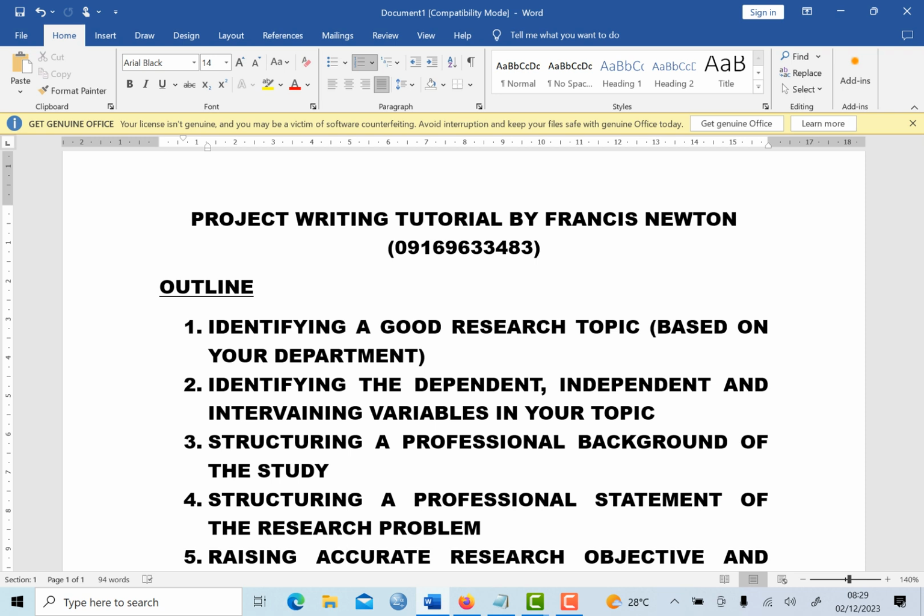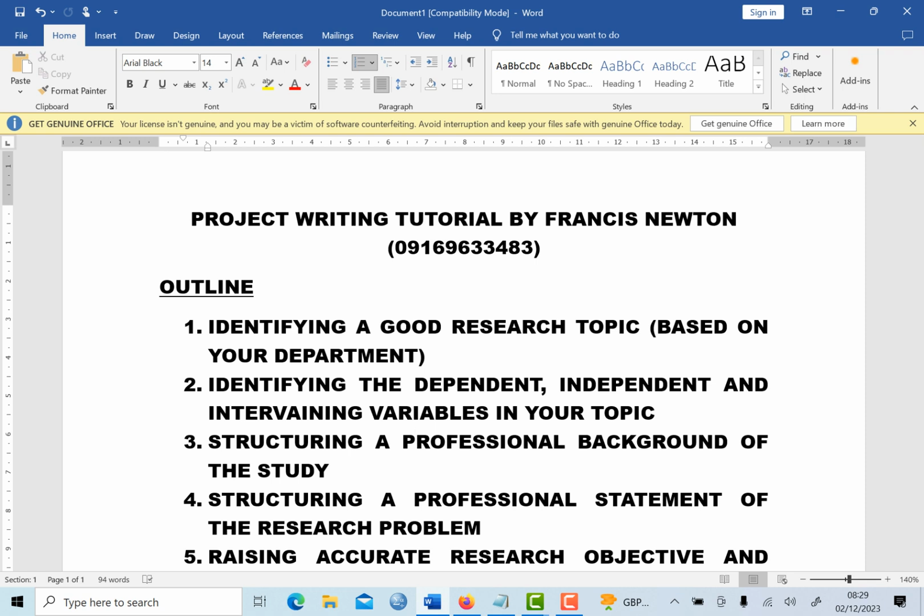First of all, identifying a good and professional research topic. Secondly, even though they manage to identify a proper research topic, they cannot identify the dependent and independent variables or the intervening variables in those topics. And the research is based on the variables of the topic.